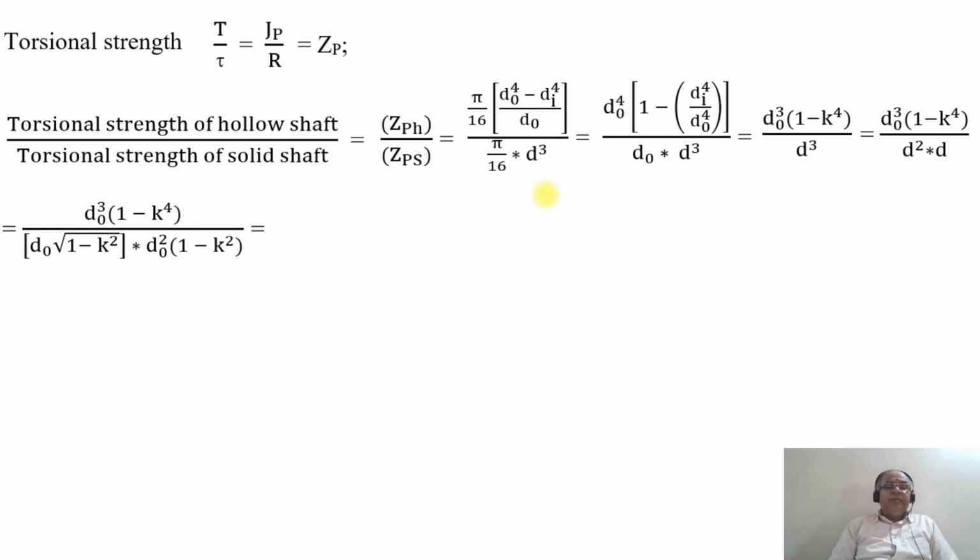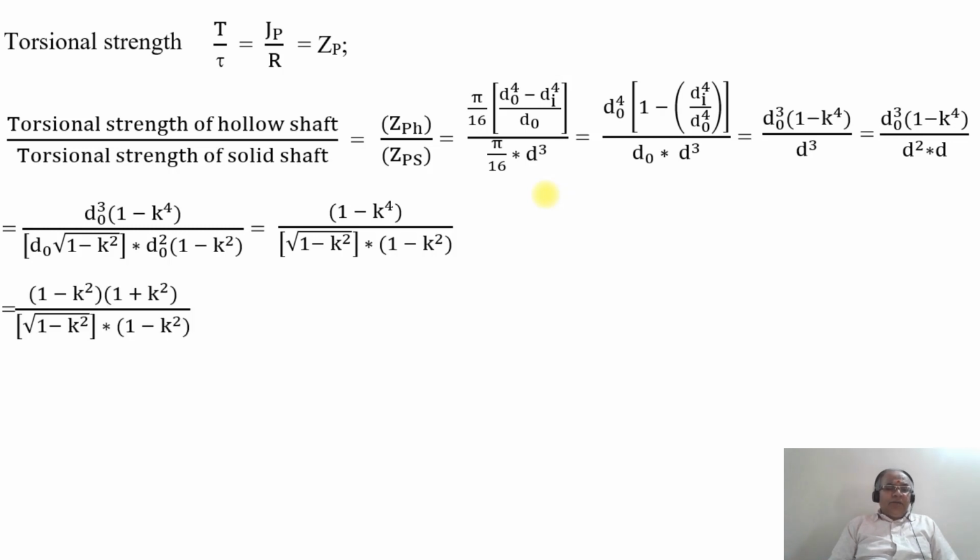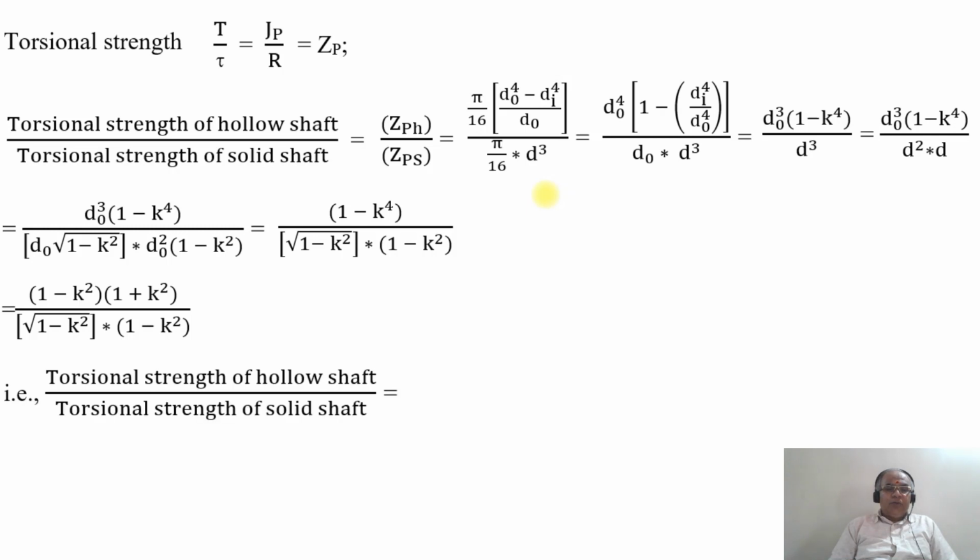Therefore, we are left with 1 minus k to the power of 4 divided by the square root of 1 minus k square into 1 minus k square. You can write 1 minus k to the power of 4 as 1 minus k square into 1 plus k square. That is divided by the square root of 1 minus k square into 1 minus k square. So 1 minus k square and 1 minus k square get cancelled. Therefore, we are left with 1 plus k square divided by the square root of 1 minus k square.